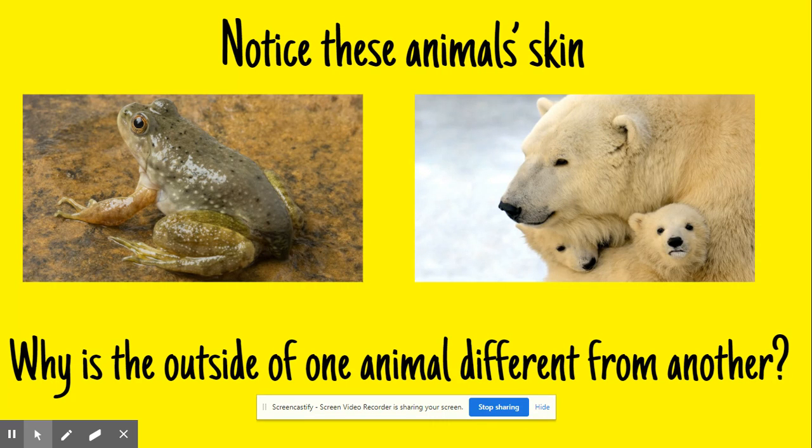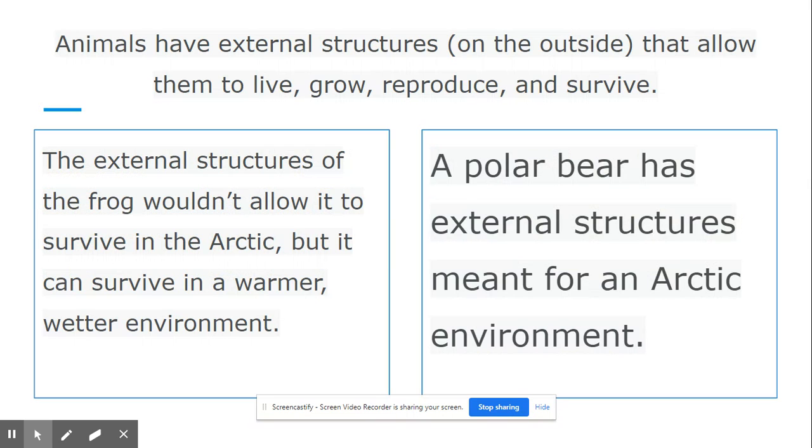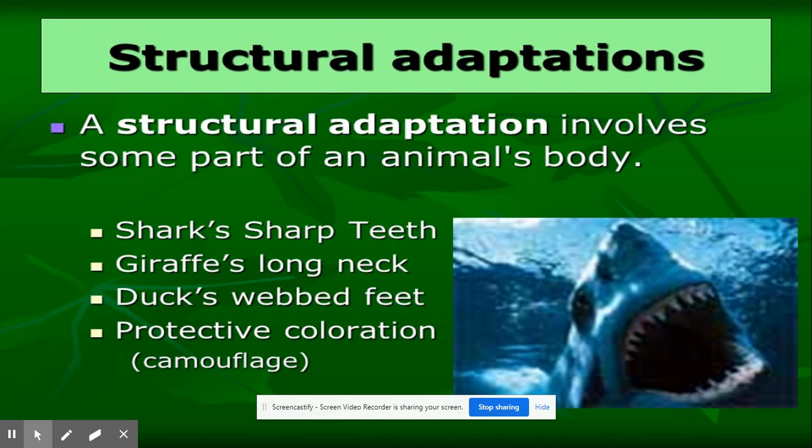So when we look at adaptations, a lot of times we think about what an animal is made up of and specifically what it is covered in. So we have something as simple as a frog and a polar bear, and the covering that each of these has is much different. If we look at that frog, it would never be able to survive in the Arctic. It's made instead for a warmer, wetter environment. Whereas the polar bear has the fur and extra fat layers in order to protect itself in the cold Arctic environment. We call these outside things structural adaptations.